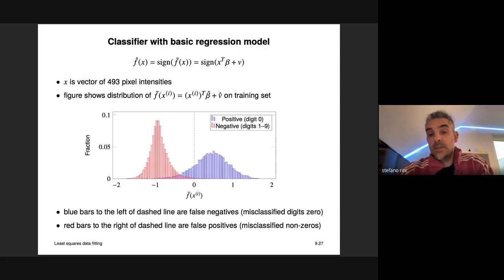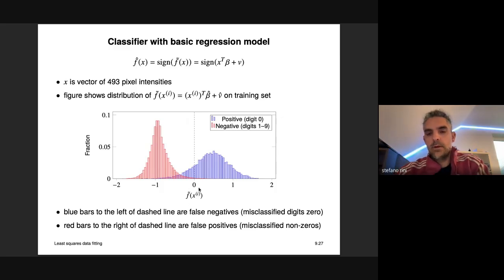We build a linear model based on these 492 intensity pixels, and we can plot the distribution of the errors as a function of, so this is the F tilde.